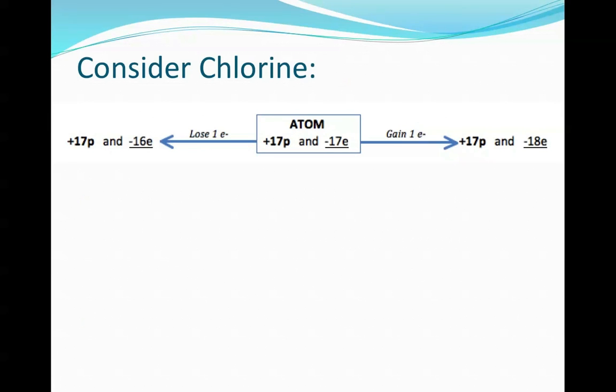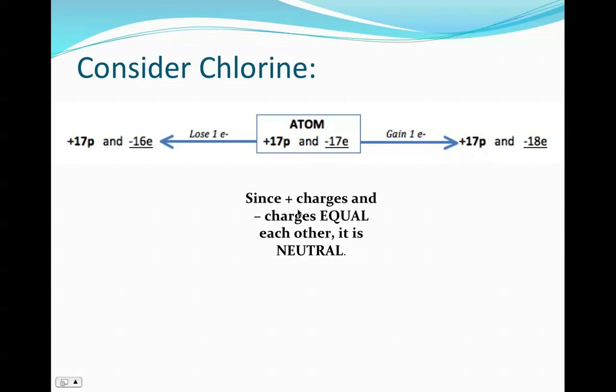Now this can be a confusing concept for students because of this idea of losing or gaining electrons and how the charge actually works out. So when we think of chlorine as an atom, meaning that the protons and electrons are equal, since the positive and negative charges are equal, we know it's neutral. Now when we take away an electron, so here we have 17 protons and 16 electrons, we have 17 positive charges and 16 negative charges. So our positive charges are greater than our negative charges. So our overall charge is positive. So when we take away a negatively charged particle, the electron, our overall charge is positive.